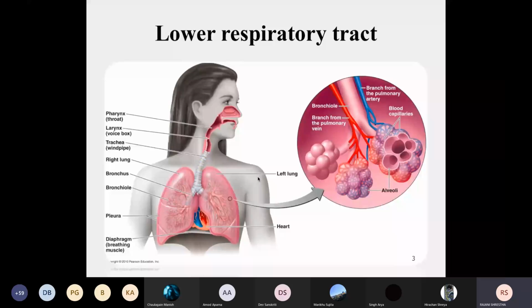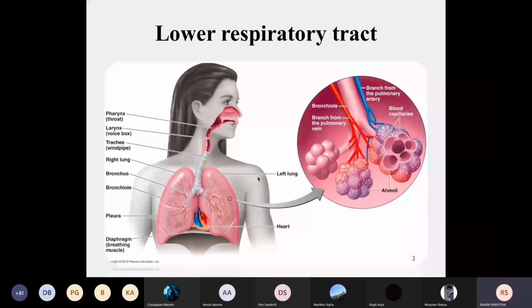Whereas the lower respiratory tract includes the trachea, bronchus, bronchioles, pleura, and diaphragm, and also the lung parenchyma. In the lower respiratory tract, the infection of the lung parenchyma in association with the accumulation of fluid is known as pneumonia. So lower respiratory tract infections are less common and difficult to treat, and the complications are more in cases of lower respiratory tract infection.